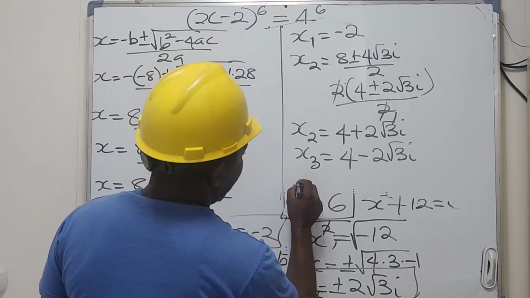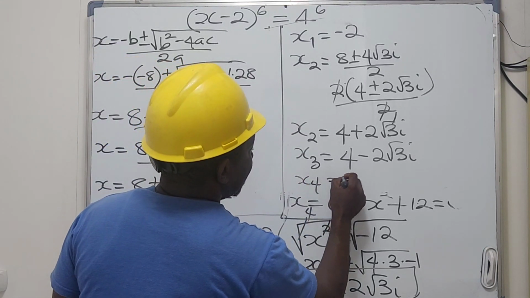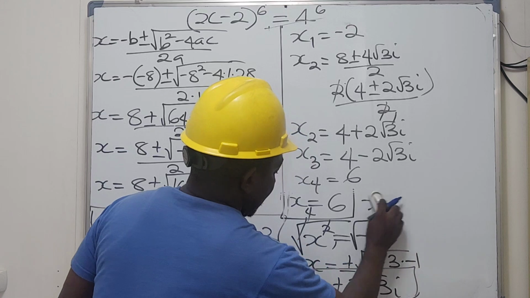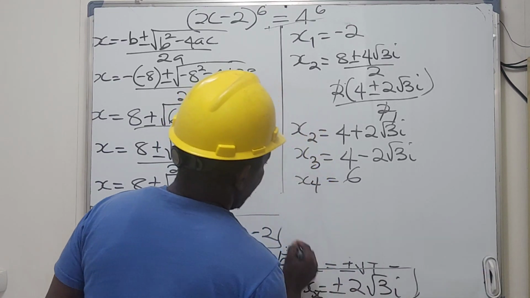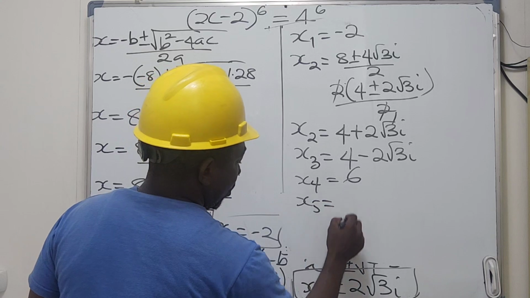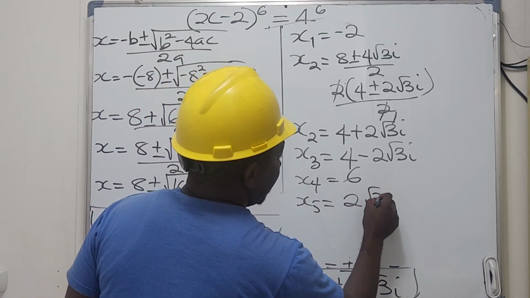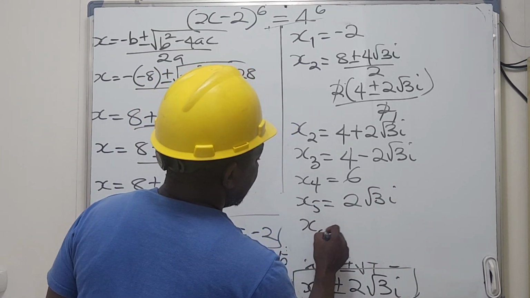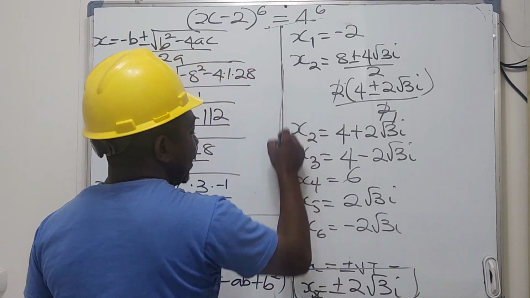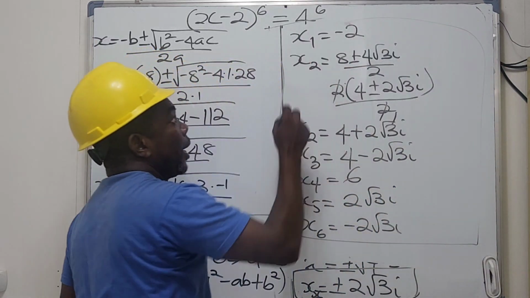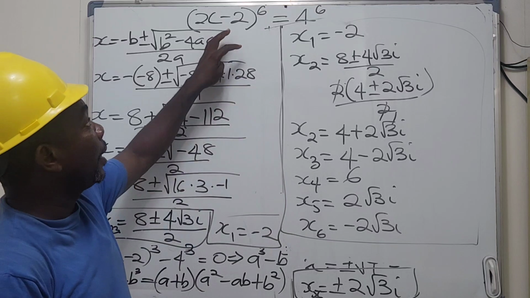So our x4 here will become 6. Then our x5 and our x6. From here, we have x5 equals to 2 root 3i. Then x6 equals to minus 2 root 3i. These are the 6 possible solutions of x, and they all satisfy this equation.